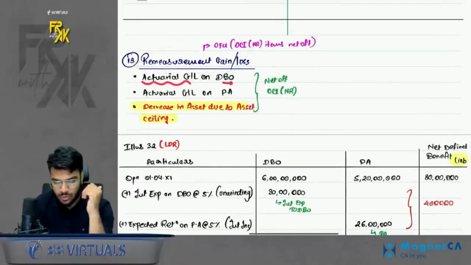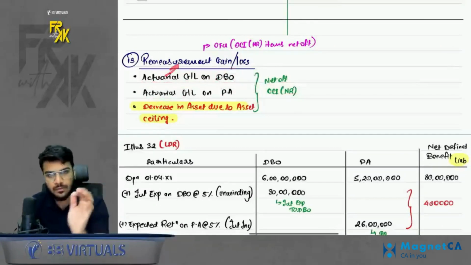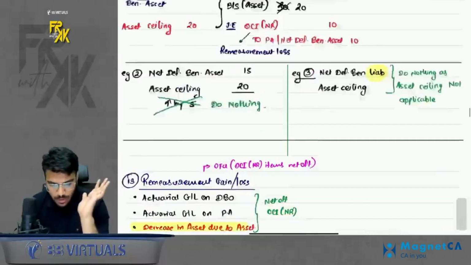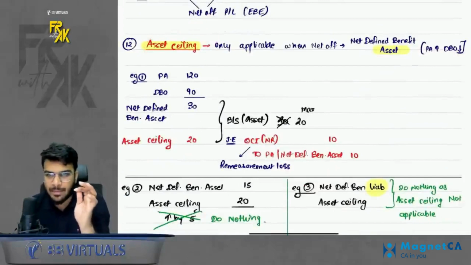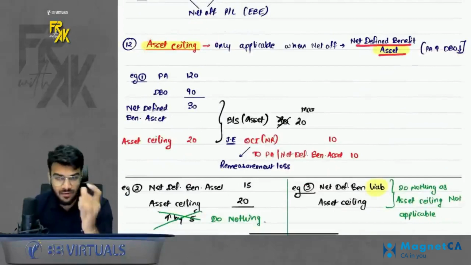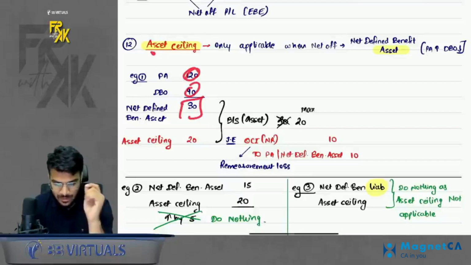Actuarial gain loss on DBO and actual gain loss on plan asset. These two items are netted off and known as remeasurement gain loss, which will come in OCI. Okay. Now there is last term, asset ceiling. What is the meaning of asset ceiling? So this is applicable only when there is a net defined benefit asset. When you net off the asset and liability, in net there is an asset, this concept is applicable.